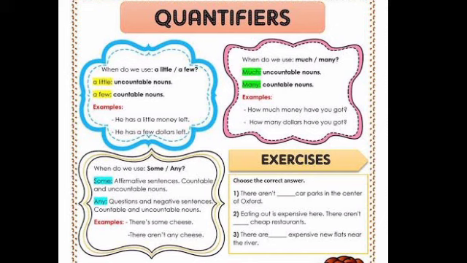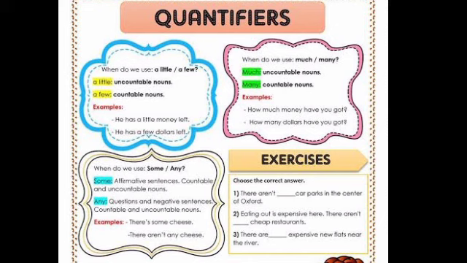So children, just understand its difference. Some is used in affirmative sentences. Any is used in questions and negative sentences. Is it clear? Look at the examples. There is some cheese. Then, there aren't any cheese. It is a negative sentence. There aren't, that is are plus not. Not shows a negative sentence.